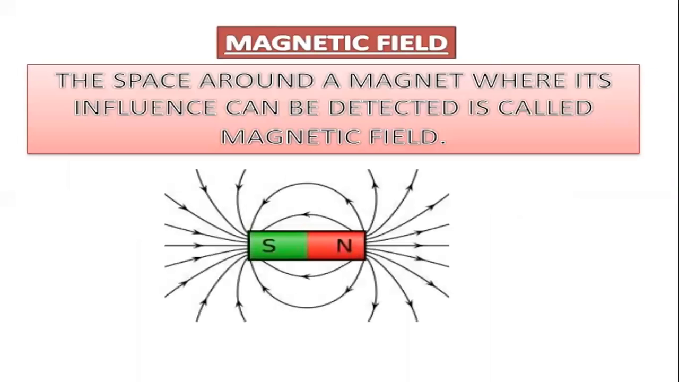Magnetic field. The space around a magnet where its influence can be detected is called a magnetic field. Okay, this is called a magnetic field. In this magnet, there are two poles. One is the south pole, another one is the north pole. The opposite poles will attract. So the same poles will repel.